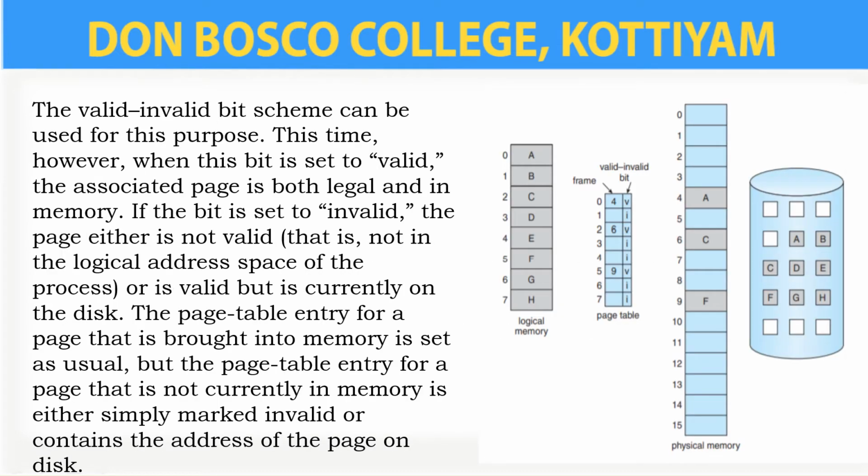Here in this figure we can see a valid-invalid bit, and if the bit is set to valid, then it indicates that the associated page is both legal and is in the memory. And if the bit is set to invalid, then it indicates that the page is either not valid, or the page is valid but is currently on the disk.